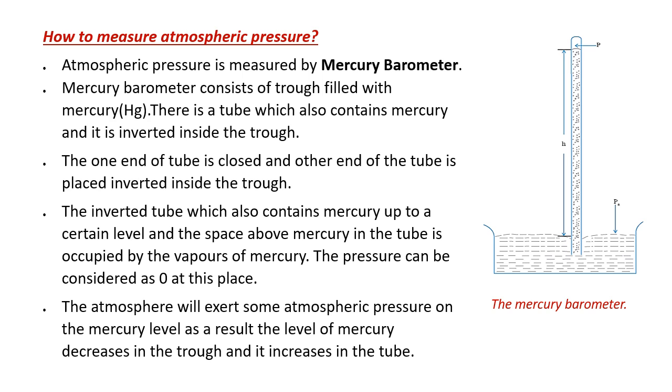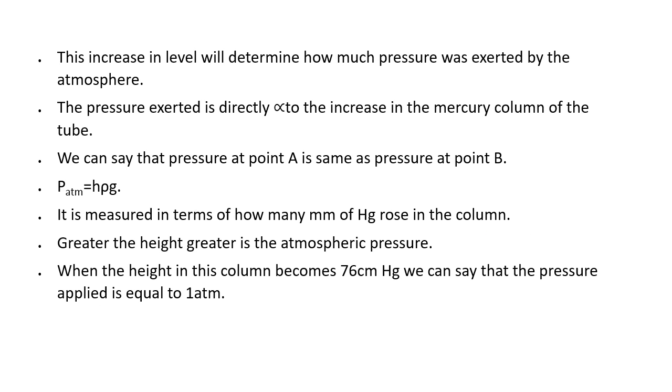The atmosphere will exert some atmospheric pressure on the mercury level. As a result, the mercury level decreases in the trough and it increases in the tube. And this increase in the level will determine how much pressure was exerted by the atmosphere. The pressure exerted is directly proportional to the increase in the mercury column of the tube.